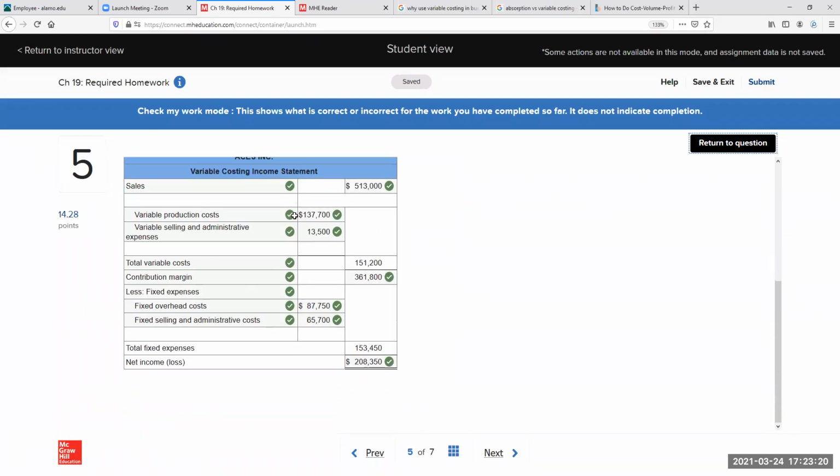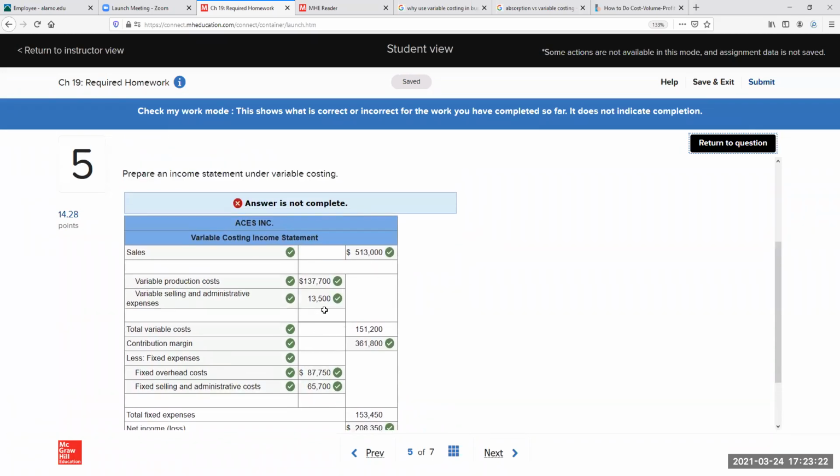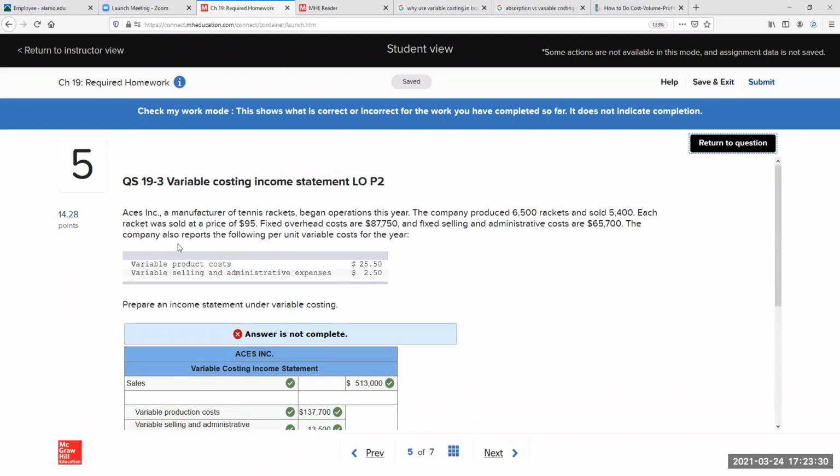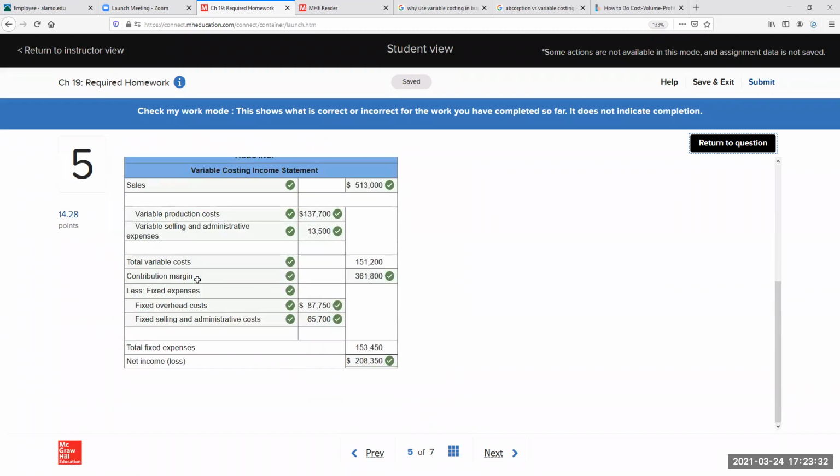So absorption, well, they're saying something's not complete. So what did I miss? Oh, well, maybe it's all the homeworks. I'm not sure. So anyway, variable up here for variable costing, fixed down below. And it's not cost of goods, it's not gross profit. It's variable expenses equals contribution margin. And the contribution margin is what's contributing to pay your expenses.